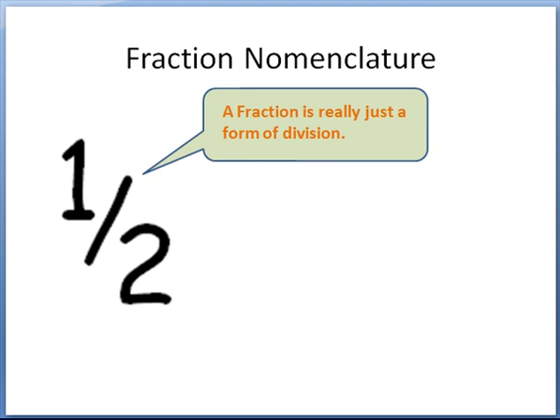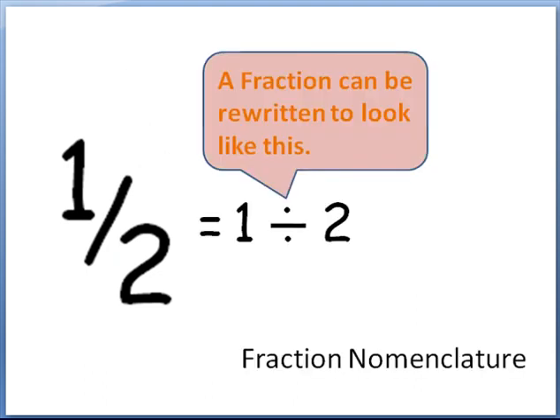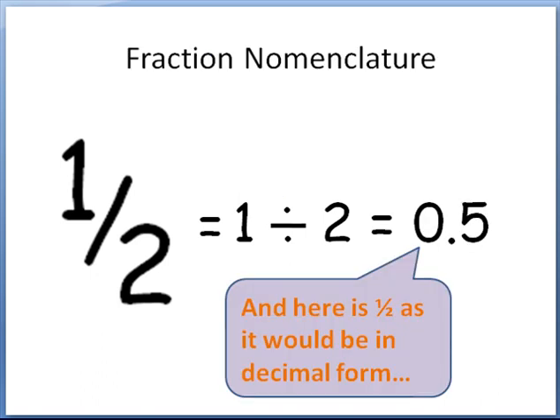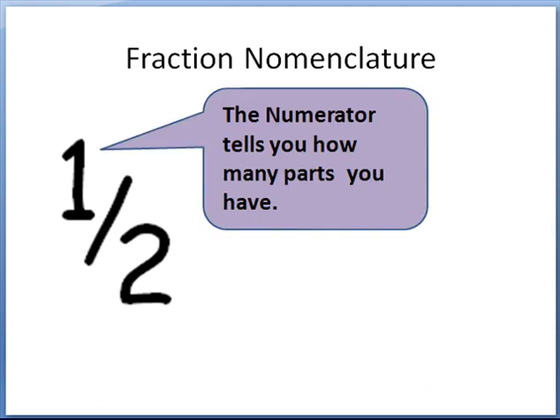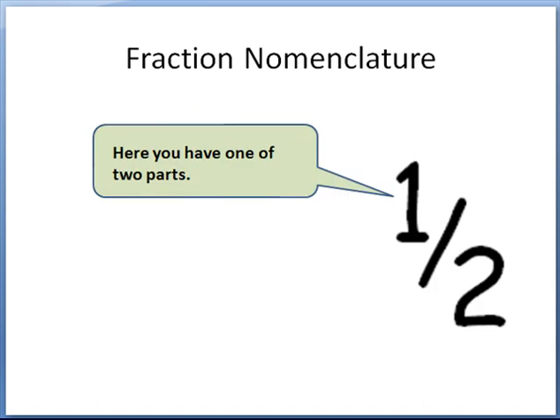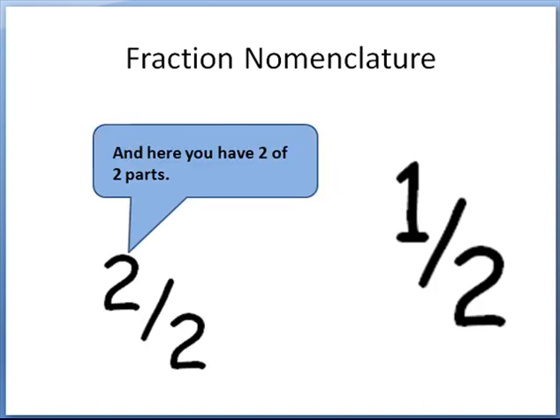And a fraction, it's really just some form of division. So a fraction can be rewritten to look like this: 2 divided into 1, and that would equal 0.5 in decimals, but decimals are beyond the scope of this lesson, so we'll take a look at those in another video. Alright, the denominator simply tells you how many parts it takes to make one whole, how much is the entire amount, and the numerator tells you how many parts you have. And here we have 1 of 2 parts, and here we have 2 of 2 parts.